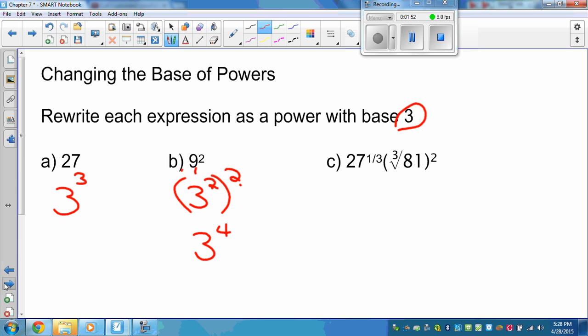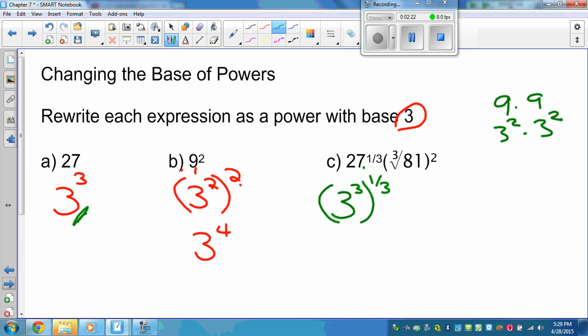Here comes a more difficult one. 27 to the power of 1/3, times the cube root of 81 squared. Well, 27 we just saw was 3 cubed, so I have 3 cubed to the power of 1/3. And then 81 is 9 times 9, and 9 is 3 squared, so 3 squared times 3 squared. We add exponents here. We get 3 to the 4th. So 81 is 3 to the 4th.